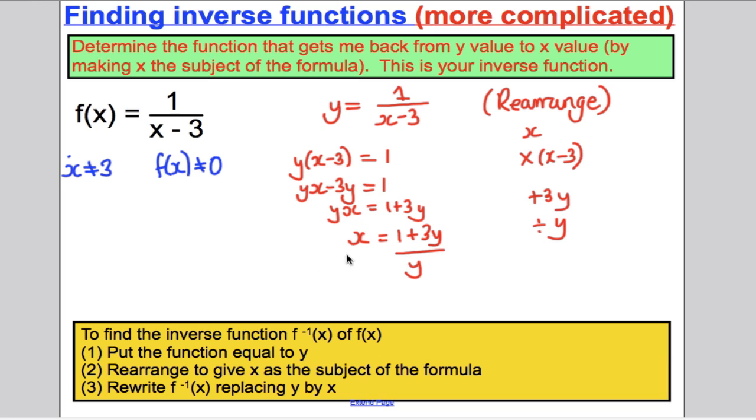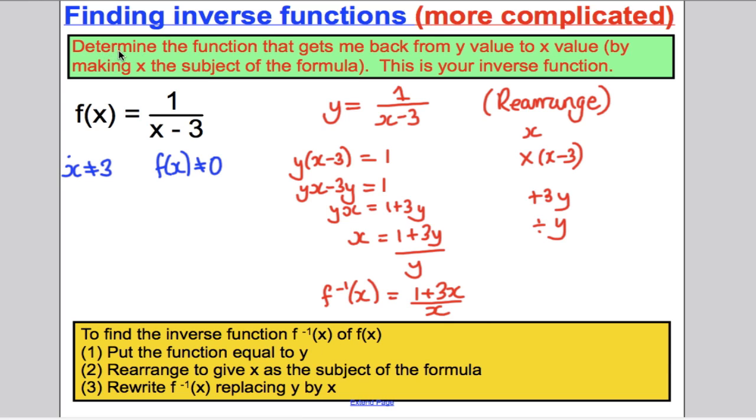And that now is our inverse function. It is a function that puts y's in, the y's we got out from the original function, and gives us back the x we had put into the original function. We don't leave functions in terms of y, so at the end we would state that f to the minus 1 of x is 1 plus 3x over x. Okay, and these are what these boxes were saying.